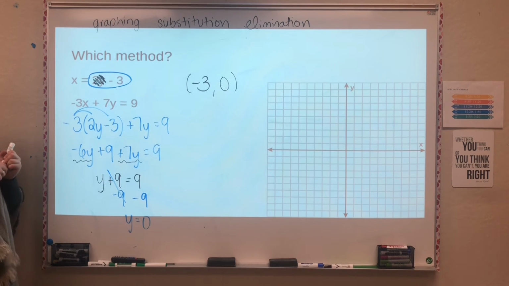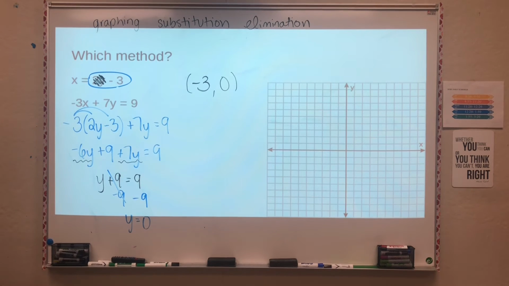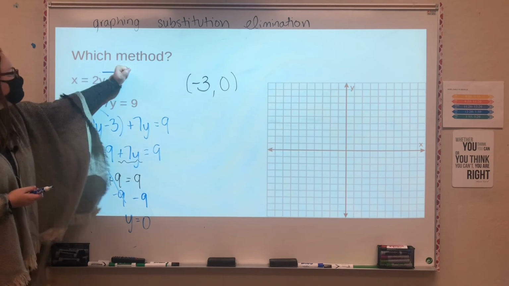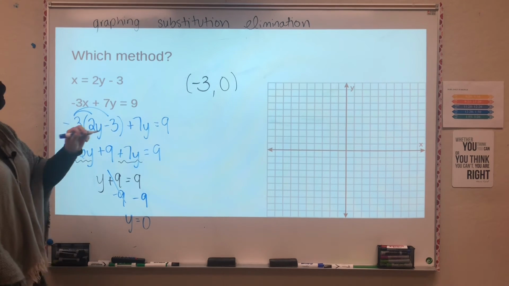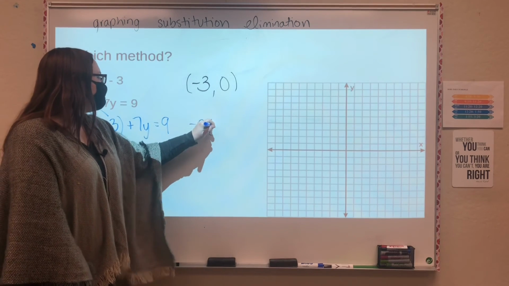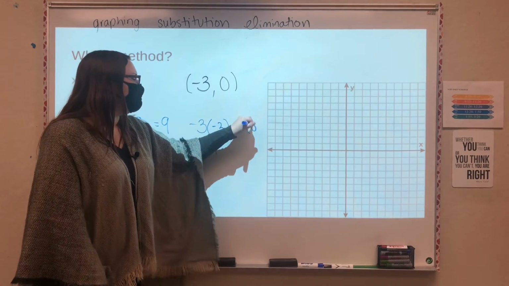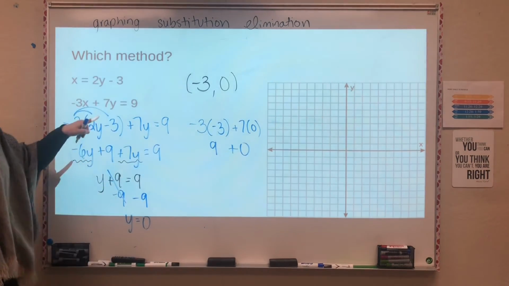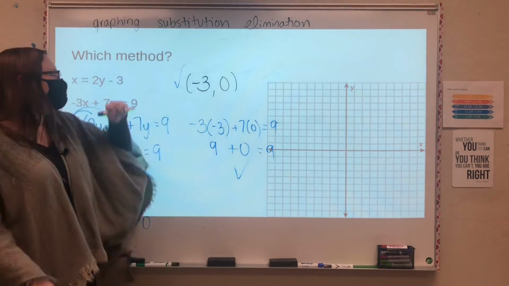This is so much easier after that last one. I'm going to ask it again. If we ever wanted to check an answer, I did not want to check that last one. But this would be a great one to review. How would we check our answer here? You put -3 and 0 into x and y. You can do that for either equation. For the bottom one, put -3 into -3, makes it 9. And then plus 7 times 0, which is 0, equals 9. And 9 plus 0 equals 9. Yes, that lets us know our answer is all good to go.